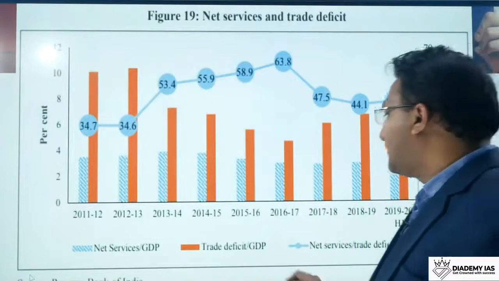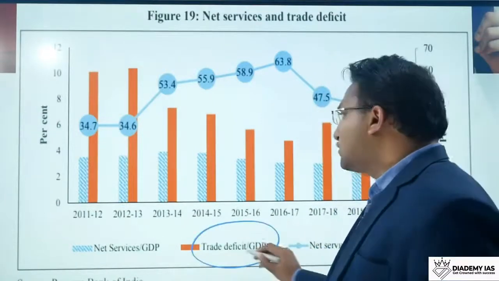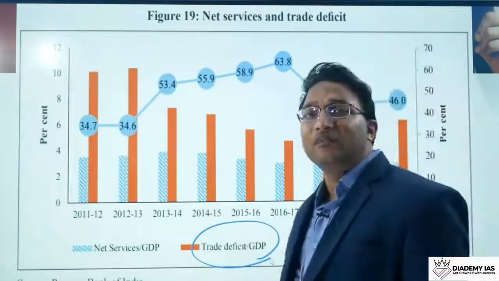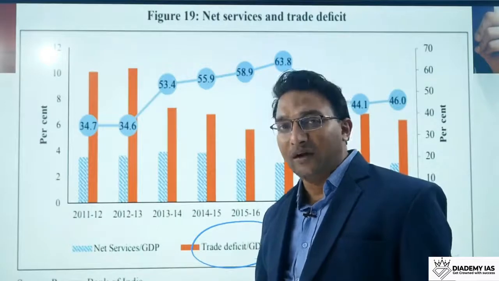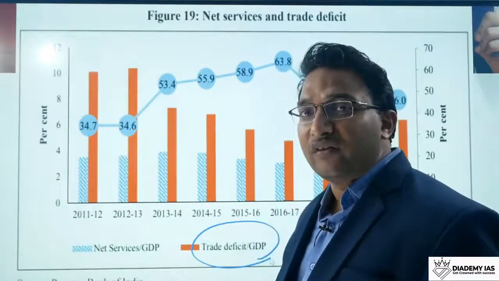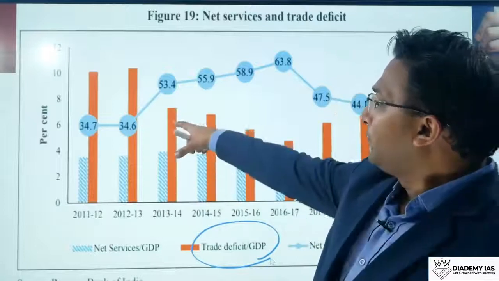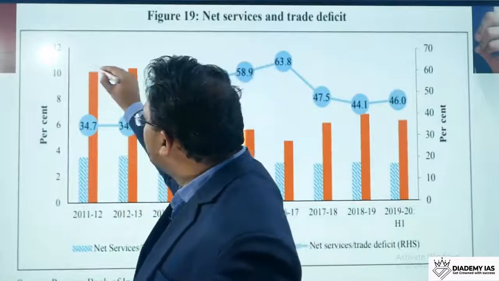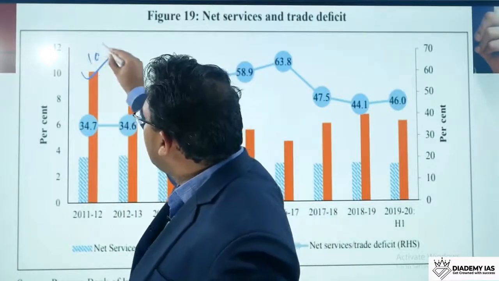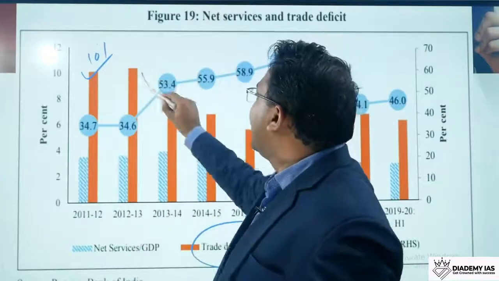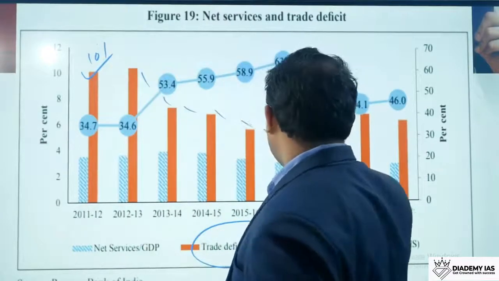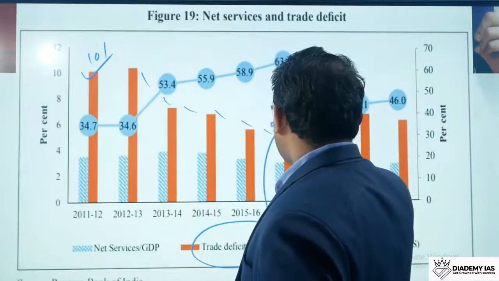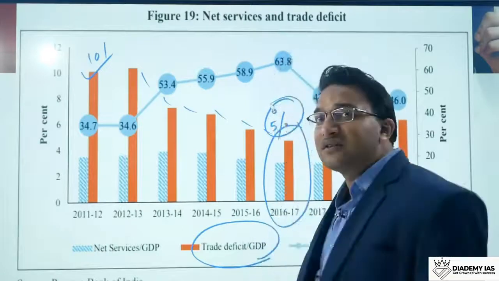Now let us see the trade deficit as a percentage of GDP. This orange bar indicates trade deficit as a percentage of GDP. This data has been taken from the latest Economic Survey of 2019-20, which came on the 31st of January 2020. In the year 2011-12, the trade deficit was approximately 10% of GDP. This kept declining, and the lowest was in 2016-17, to the extent of approximately 5%.